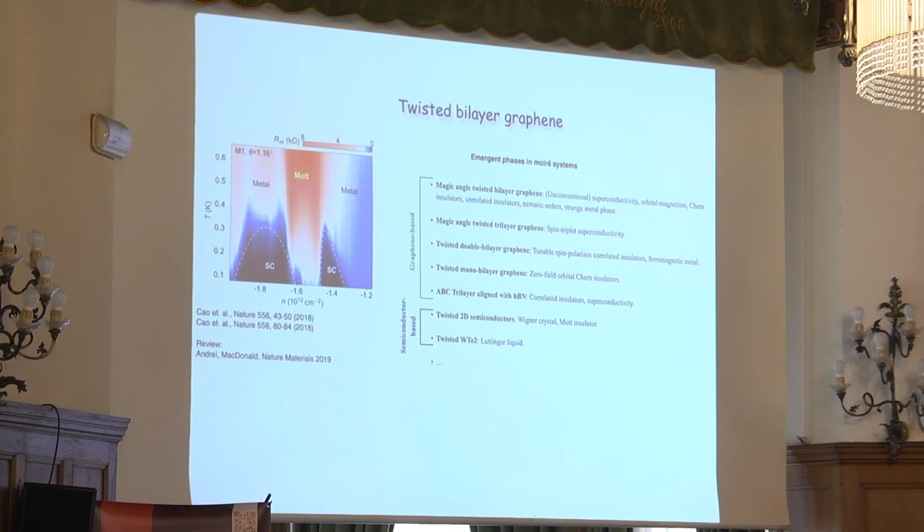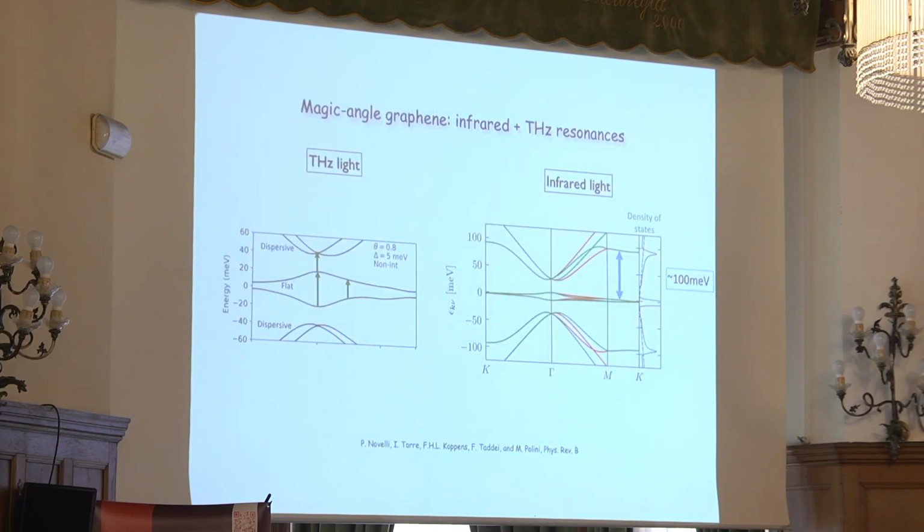Okay, but the system has one challenge, which is that there are spatial variations of twist angle and strain. So nanoscopy is important, and I think this is perfect for our system. Also, infrared and terahertz is ideal because infrared light excites in this magic angle graphene between the ground state and the remote band here, 100 meV, and terahertz actually excites between the flat bands.